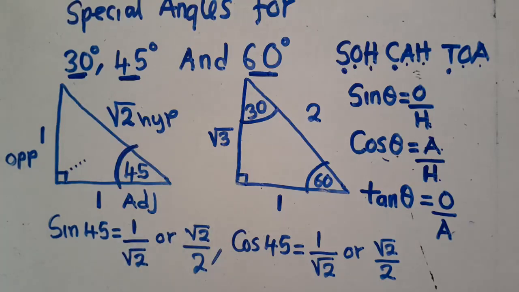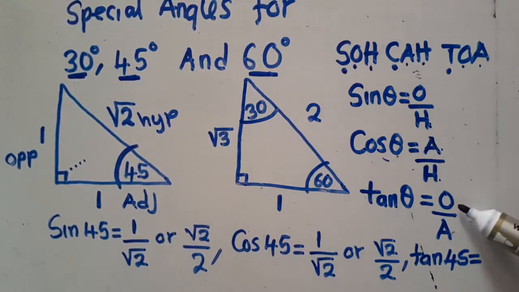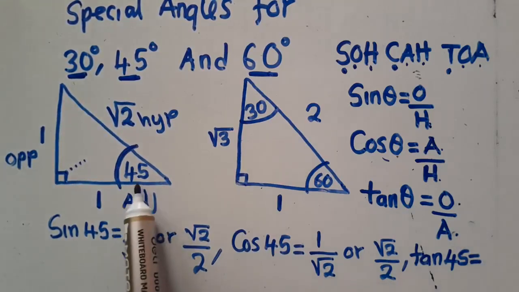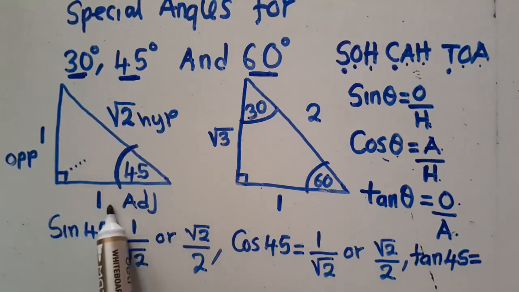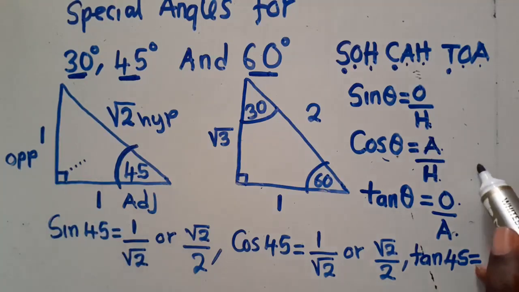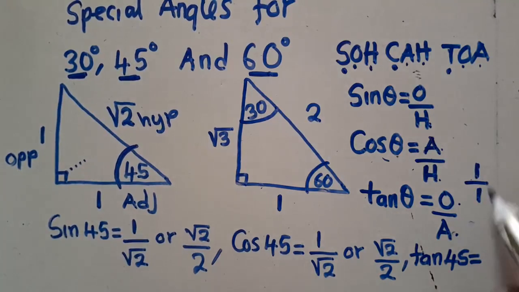We move to tan 45. How can we find tan 45? Tan, we said, is opposite over adjacent. We are still on this triangle. Opposite is 1, adjacent is 1. So it is giving us 1 over 1, which is 1. The answer is 1. So this is the first part that you need to understand with the 45. Just like this, you are done.